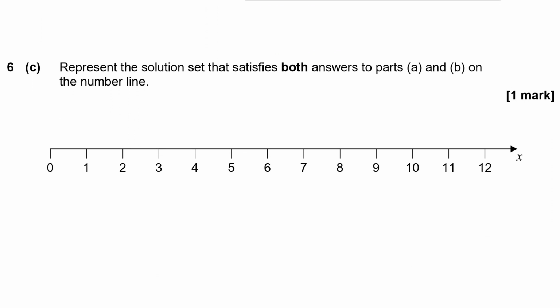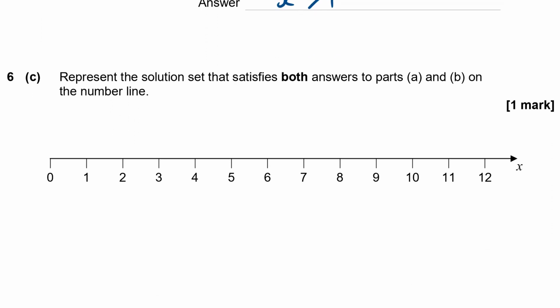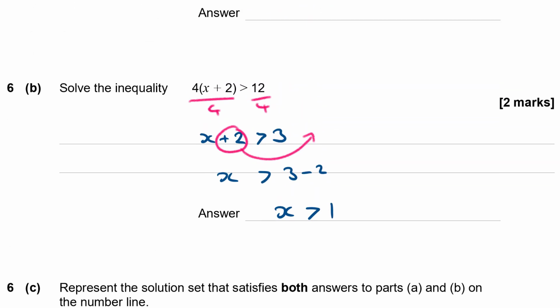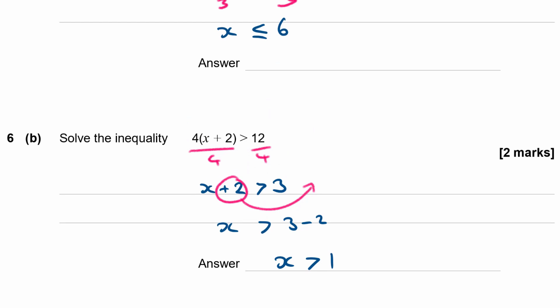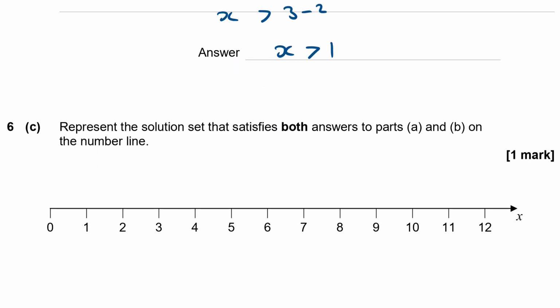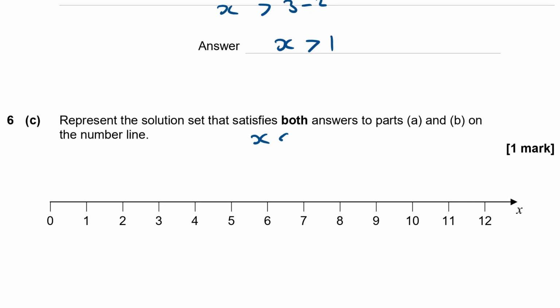Finally, represent the solution set that satisfies both answers to part A and B on the number line. Okay, so from the first part we had x is less than or equal to 6. So x must be less than or equal to 6. And in the second part we had x is greater than 1. So x has got to be between 1 and 6. It can include 6, but it cannot include 1.